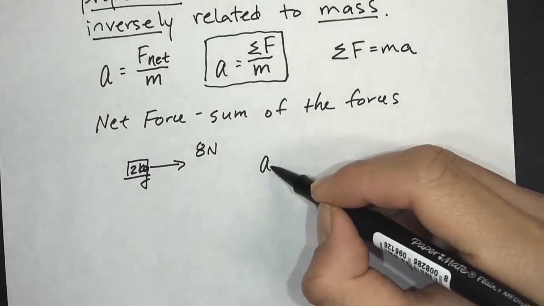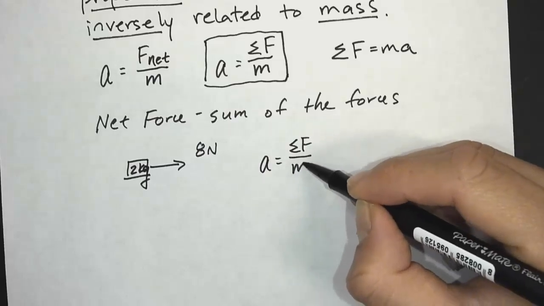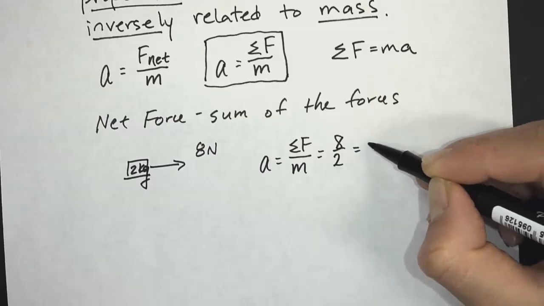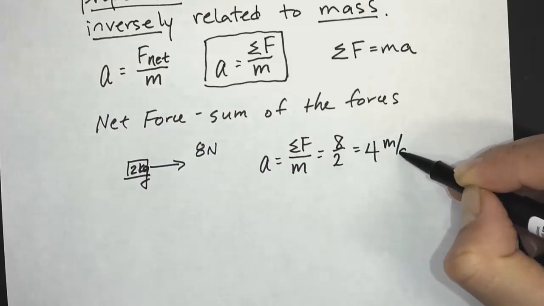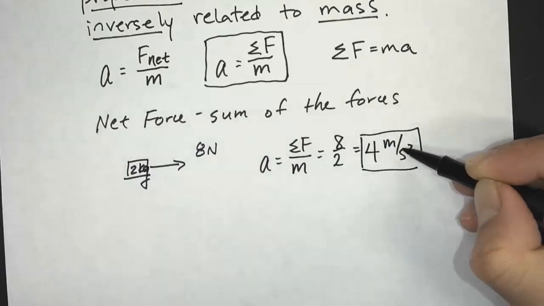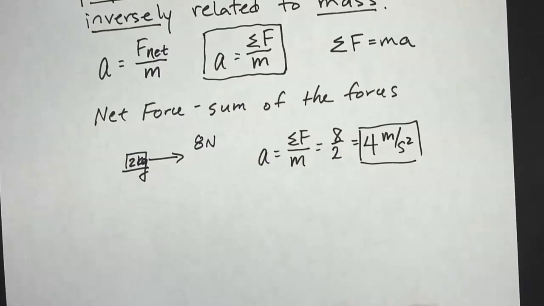So the acceleration is the net force divided by the mass. So it's just going to be 8 divided by 2, and we get 4 meters per second squared. And the unit for acceleration is meters per second squared. It's telling you how quickly the velocity is changing every second.